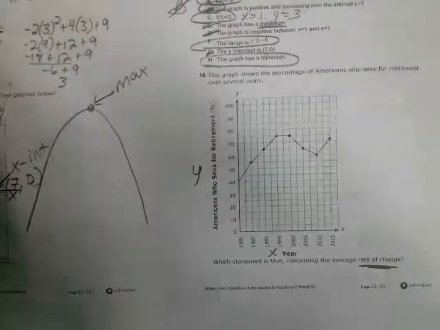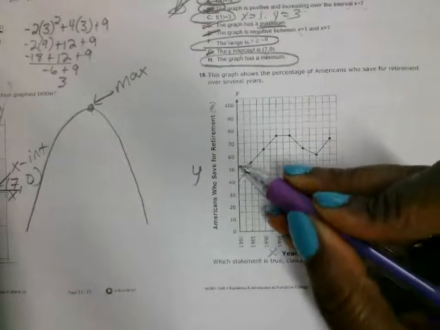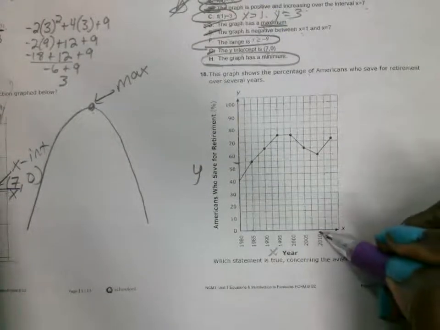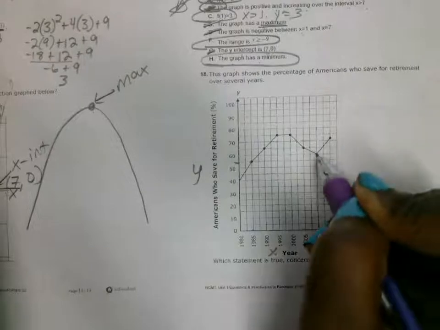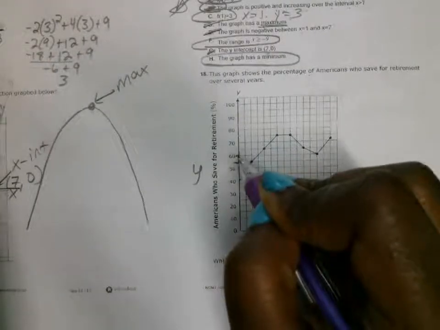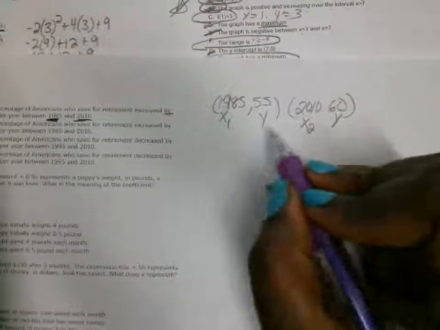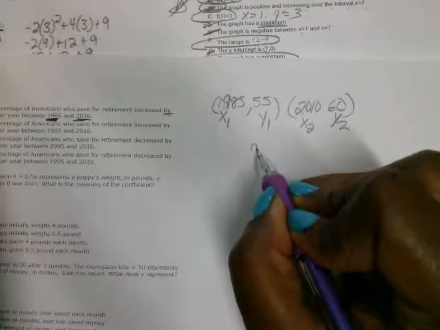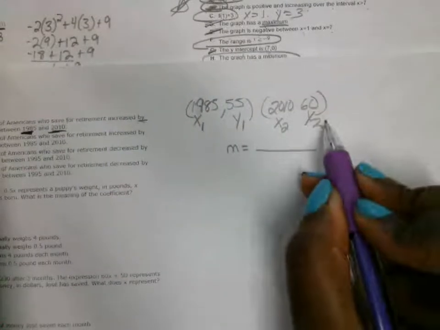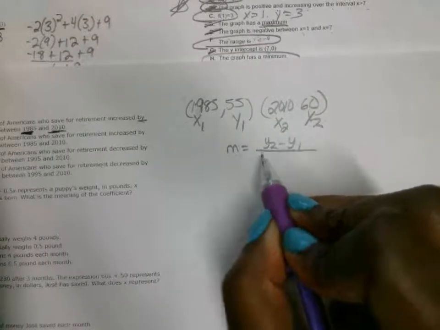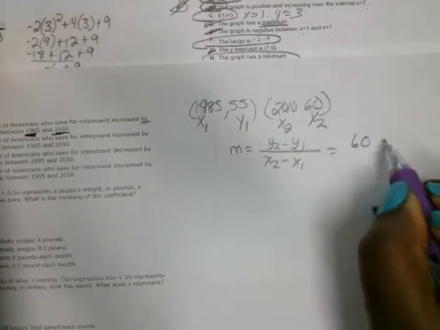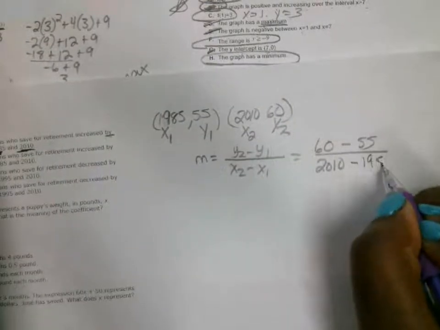Okay? For 2010, let me check it. Okay, that's 55. For 2010, go up to the line. It's right here. This is 60. All right, so rate of change, we got y2 minus y1 over x2 minus x1. So this is going to be 60 minus 55. And this is going to be 2010 minus 1985.